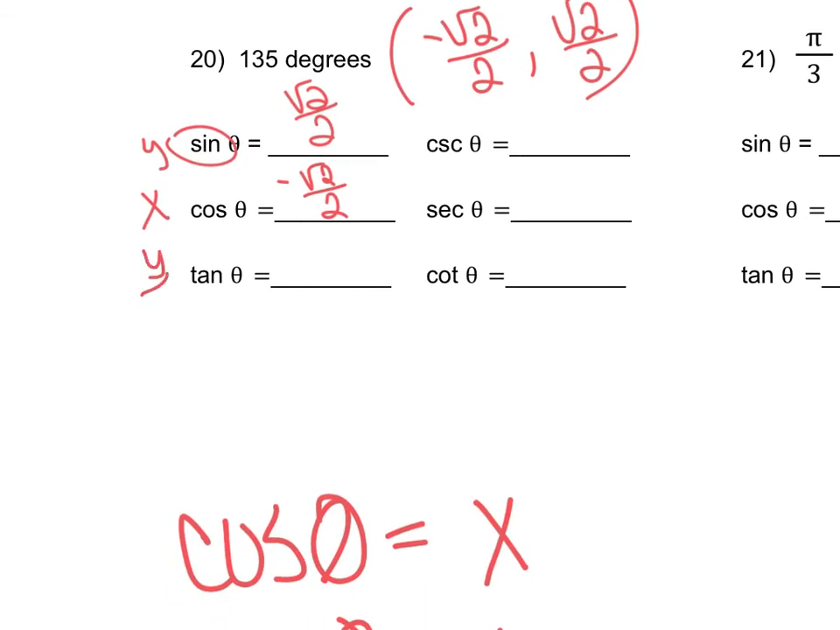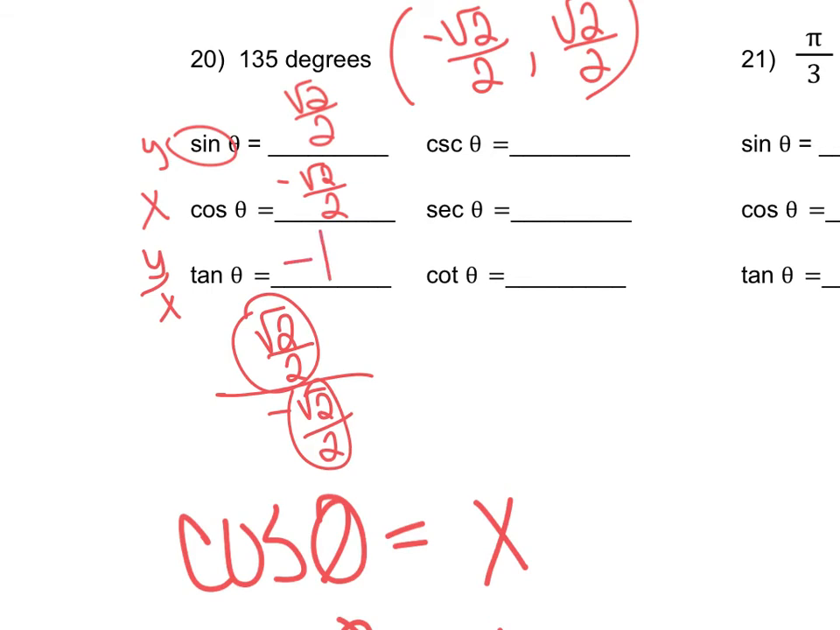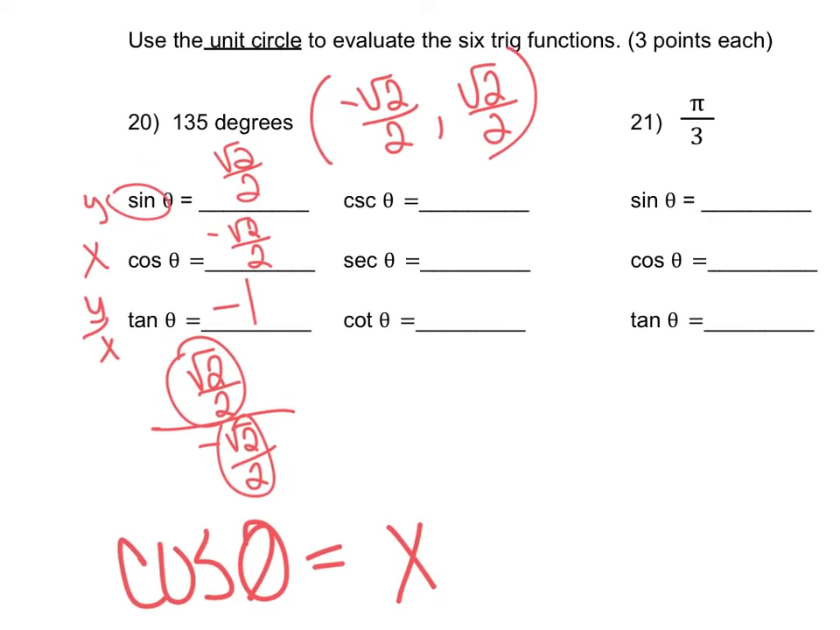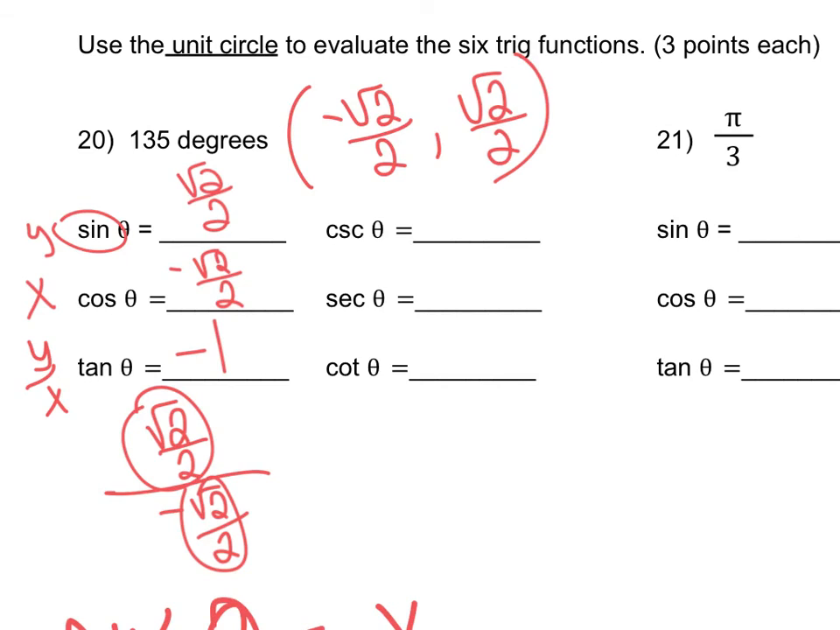Tangent is y over x, which might seem a little bit intimidating to figure out since you have fractions and fractions, but you have the square root of 2 over 2 divided by negative square root of 2 over 2. And if you notice, it's the same thing in the top and the bottom. Anything divided by itself is just 1, and we have that negative in there, which is negative 1. And then the cosecant, secant, and cotangent are just the reciprocals of those. So I'm going to find the reciprocal. I'm going to have 2 over the square root of 2, negative 2 over the square root of 2, and negative 1 because the reciprocal of negative 1 is still just negative 1.